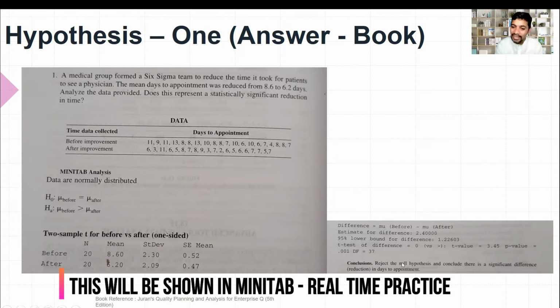What is the conclusion? Reject the null hypothesis. Why do we need to reject the null hypothesis? It is concluded that between before improvement and after improvement, there is a difference. If we get a p value greater than 5%, then we say that there is no difference, and before improvement and after improvement are the same. In this case, since we got a beautiful p value of 0.001, it shows that there is a difference between before improvement and after improvement. That's the conclusion drawn in the book. It says reject the null hypothesis, conclude there is a significant difference in reduction of days to appointment. So the team must have done a very good job in reducing the time.